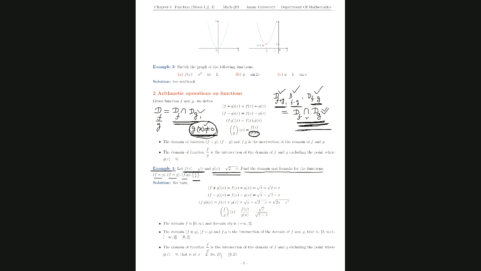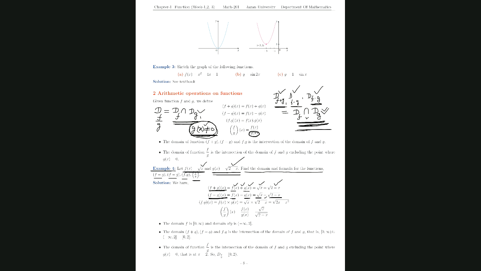f plus gx, you know f plus gx. This is the rule: f plus gx equals fx plus gx. So fx is √x, and then plus gx, which is √(2 − x). And then f minus gx: fx minus gx, so this is fx, and then minus, and this is g, √(2 − x).